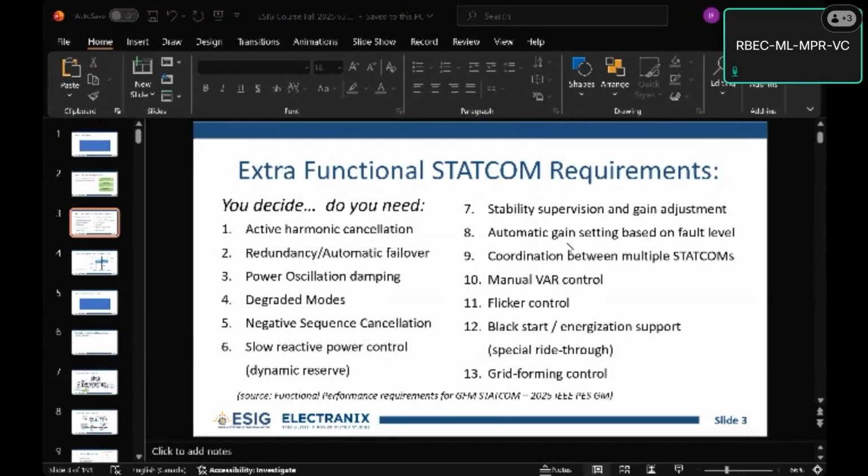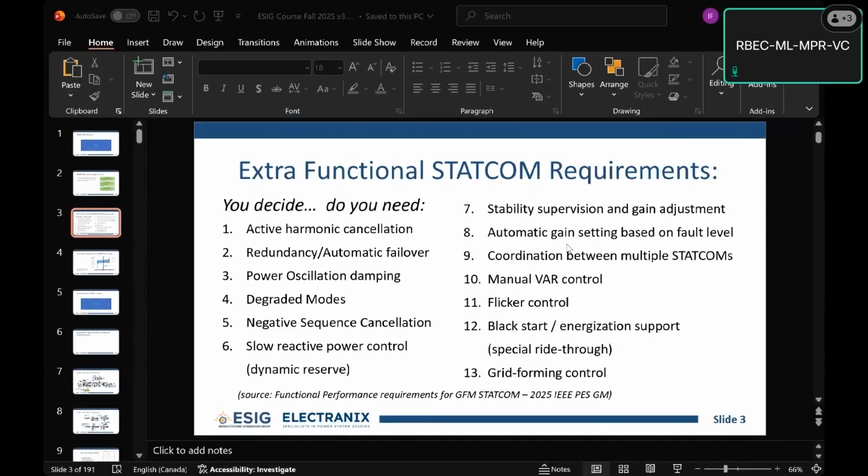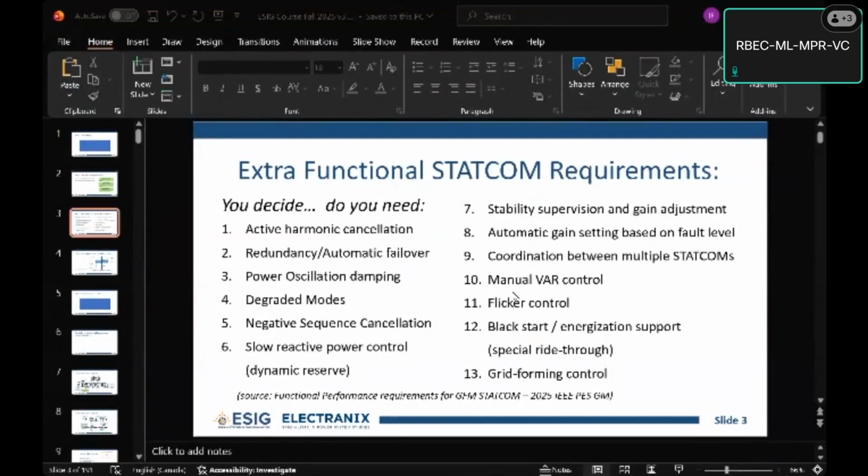It can do supervision of stability, so it can actually change its gains in some cases. It's not always a desirable feature, but you can have it change its gains. You can coordinate between multiple ones. You can do manual VAR control, like Alex was saying, flicker control, black start energization, and grid forming. Nowadays, we do grid forming.